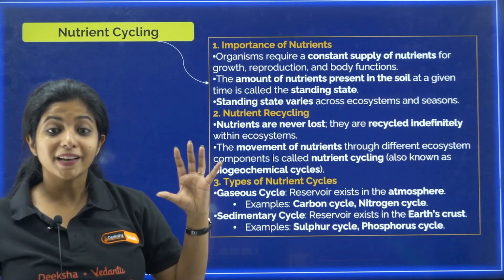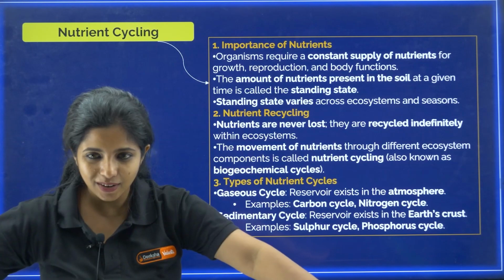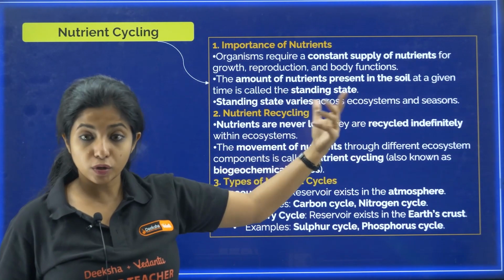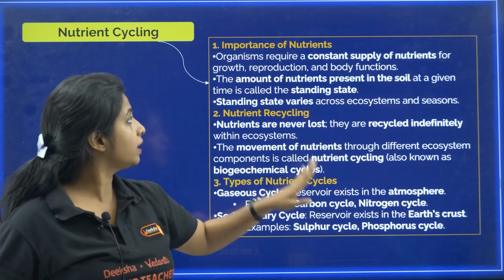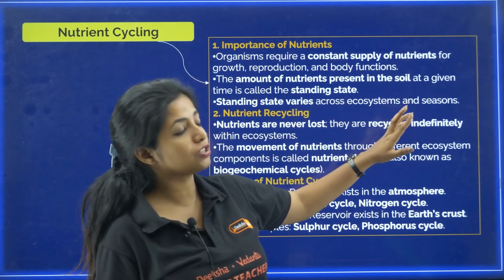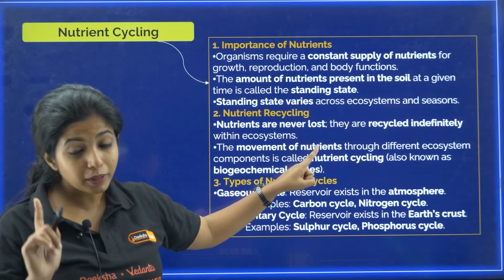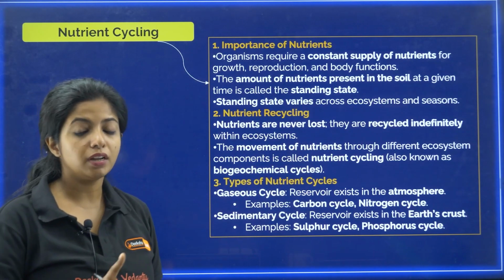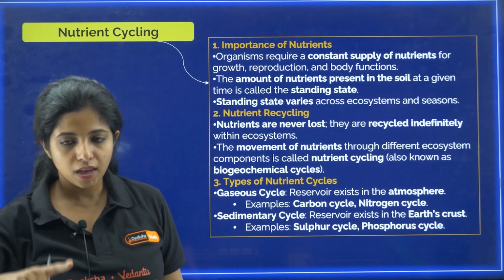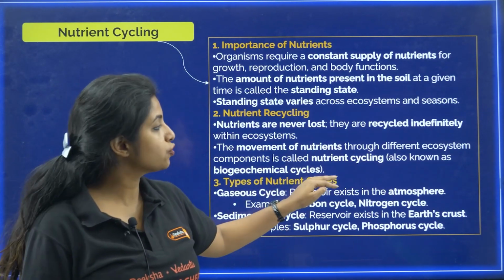Standing state is what? The amount of nutrients present in the soil, okay. So the amount of nutrients present in the soil at a given time is known as standing state. Standing state varies across ecosystem and the seasons. Now nutrient recycling: nutrients are never lost, please know that. Nutrients, my children, are never lost, they are recycled indefinitely within the ecosystem. The movement of nutrients through different ecosystem components is known as nutrient cycling.